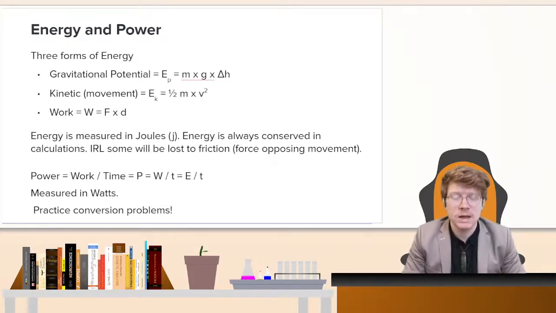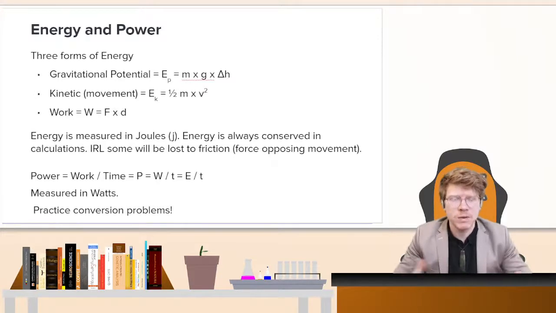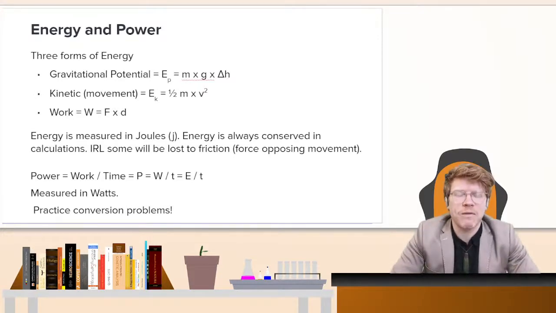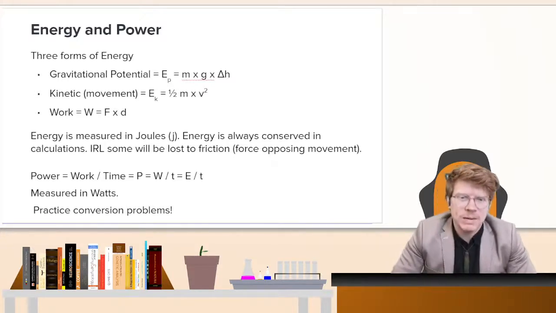Kinetic energy is the energy due to movement, and that has an E symbol with a little K to let us know that it's different to our potential energy. And this formula is a little bit different. It's half of the mass times by velocity squared. Why that is, is a little bit interesting. It's a bit of a mathematical quirk, but the key thing to note there is that it's velocity squared, right?